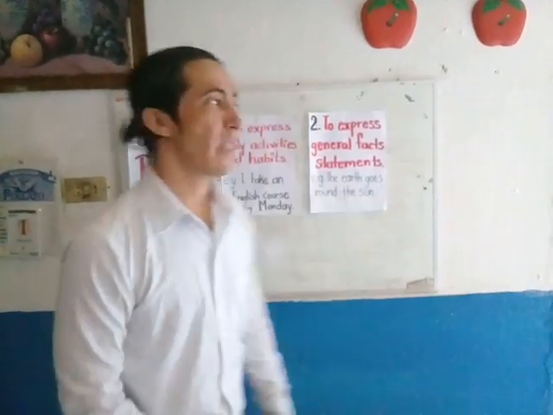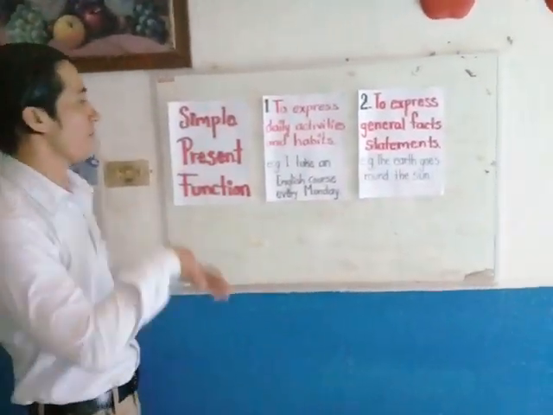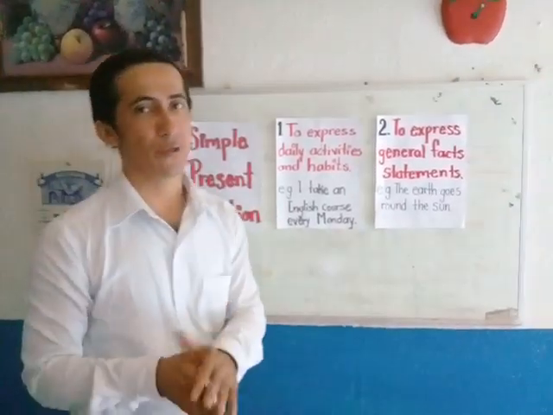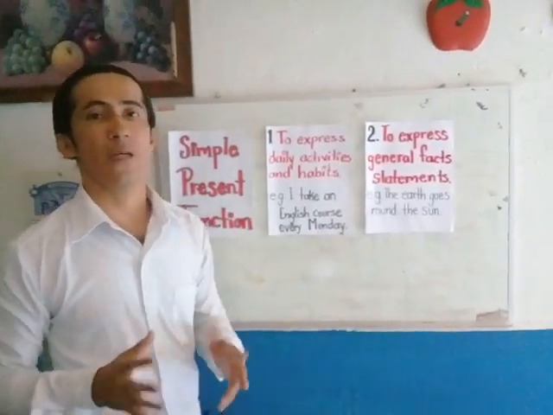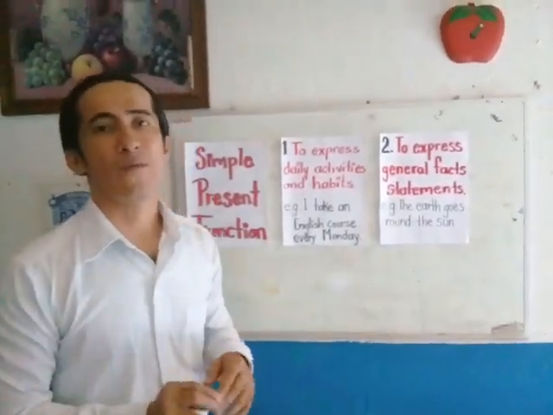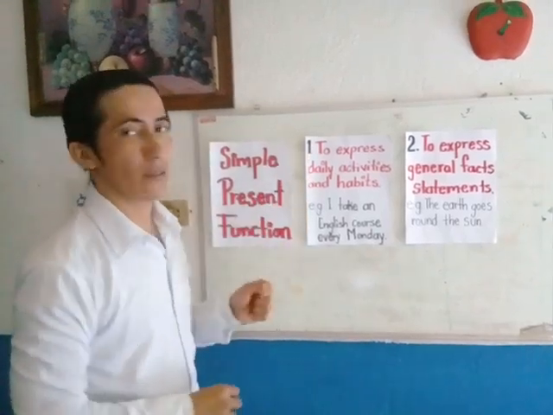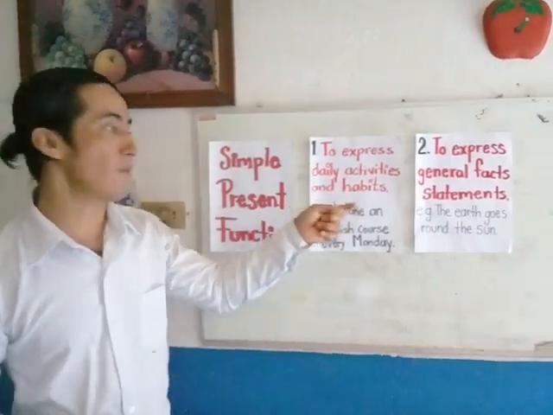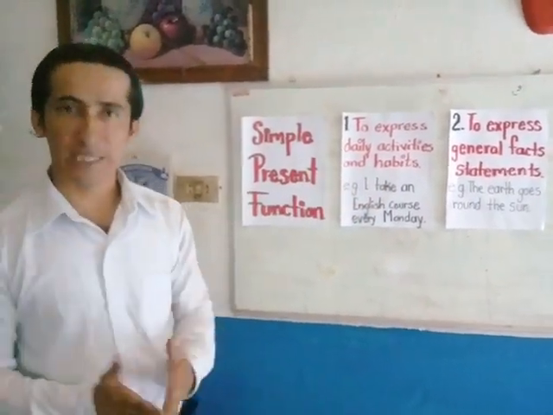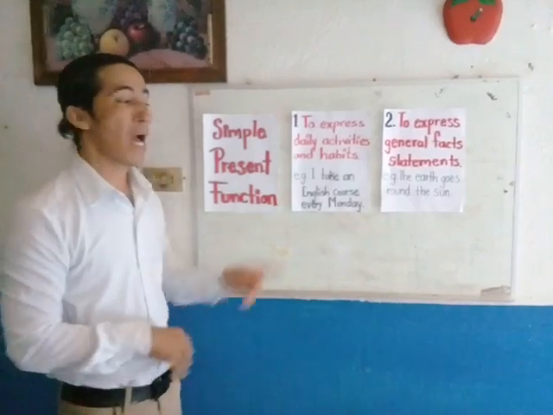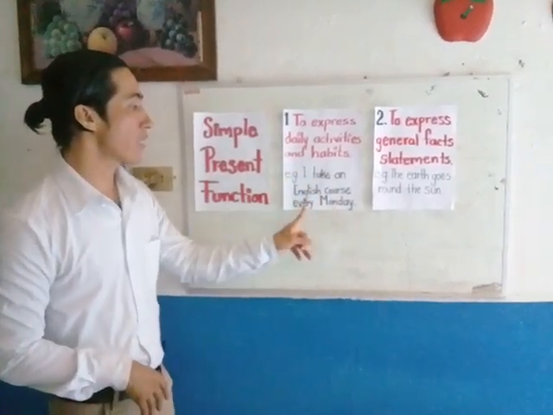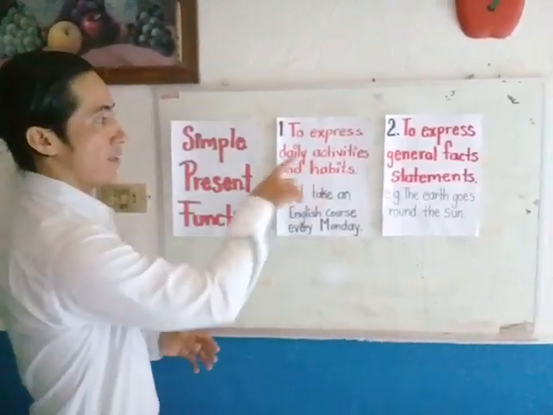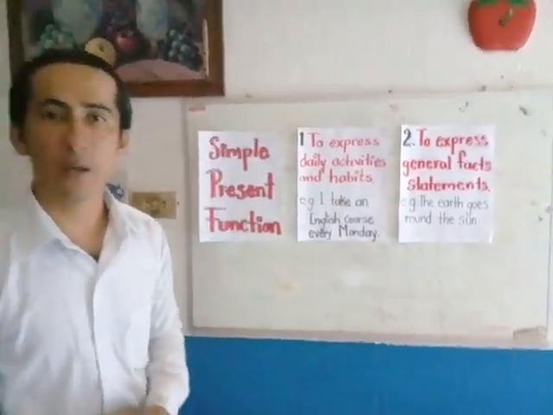Now we are going to talk, in a brief way, about the simple present, as I told you. We can use the simple present for some aspects. Number one, we use simple present to express daily activities and habits. For example, I take an English course every Monday. That is a daily activity or a habit that we have in our lives.